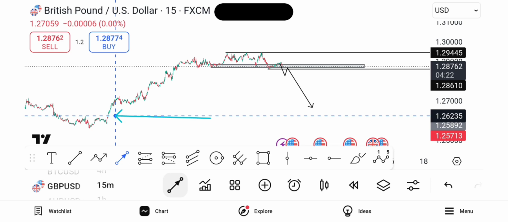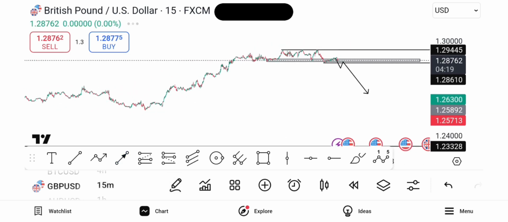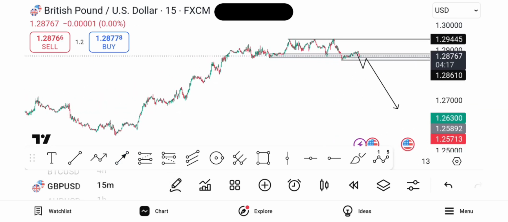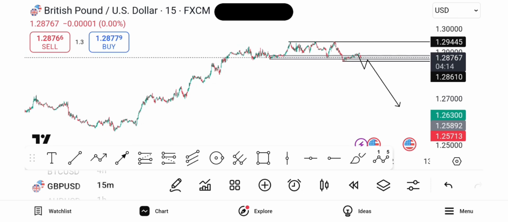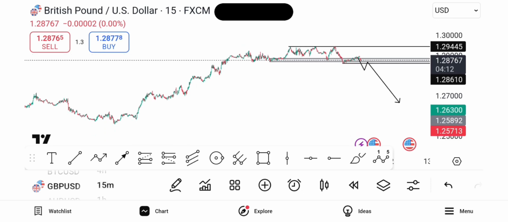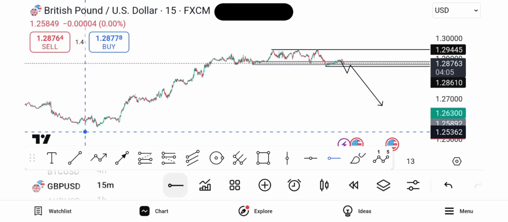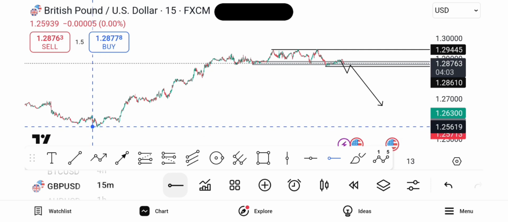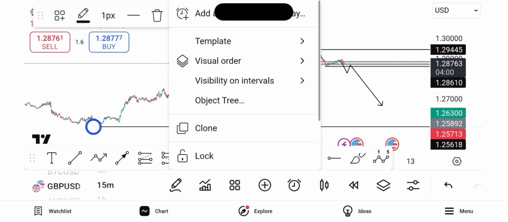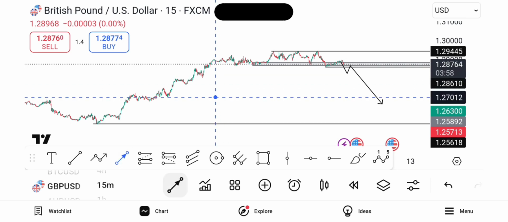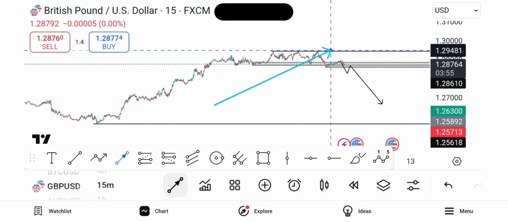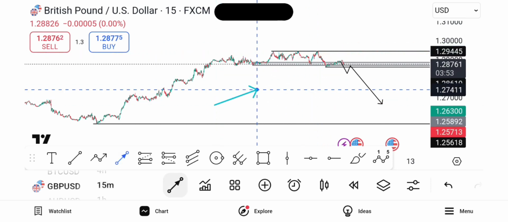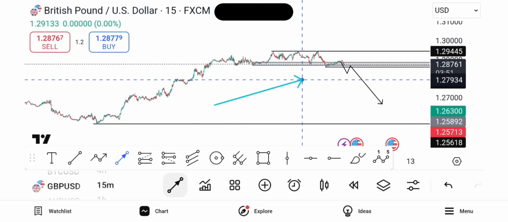You don't have to do it perfectly, but you can zoom in and draw it carefully without any disturbance. We can take this as our support, and it's very important. We had our resistance drawn already, and now our support here. So what we're expecting is the market to drop down.